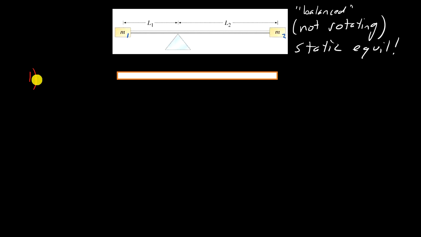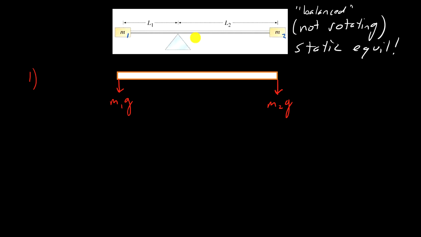So step 1, let's make a free body diagram. I'm not going to draw a dot. I'm going to actually draw this beam. Let's label the forces that are acting on it. Well, this m1 is exerting a weight, m1g. This mass 2 is exerting a weight, m2g. I don't know for sure which one is bigger or smaller. I might be able to make an educated guess based on the fact that it's balanced.